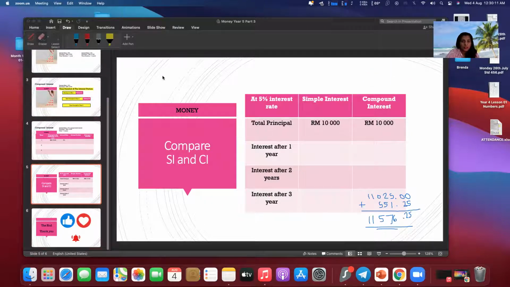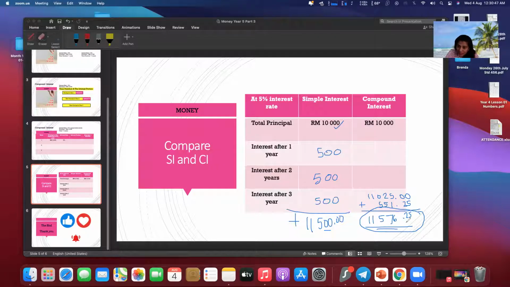So now, in the simple interest calculation, your interest after 1 year was 500. The interest after the second year was also 500. The interest after the third year was also 500. So if you add it all up, the 3 years of interest plus that 10,000 that you had put, this would just be 11,500. Okay, compare it with this. This was your interest of 3 years using compound interest. Can you see the 76 ringgit 25 cents?